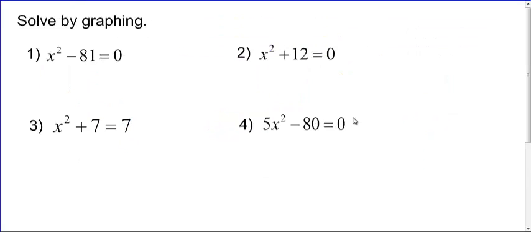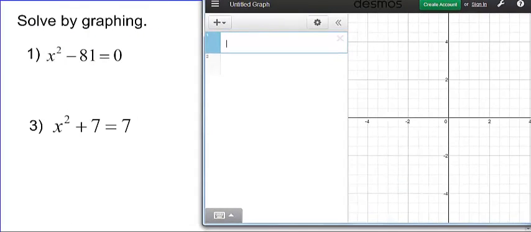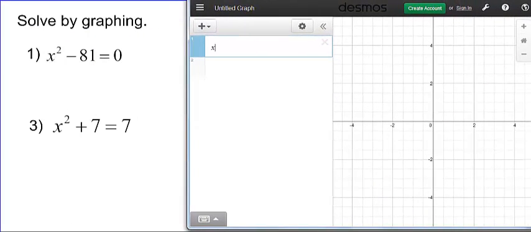Alright, we're going to take a look at how we could solve. First, we'll solve by graphing. Now, we're going to use Desmos here. So the first one is x squared minus 81 equals 0. If you're watching on a calculator, go ahead and go to Desmos on your own. So we're going to do x squared minus 81.